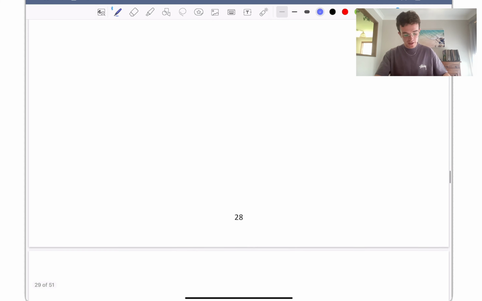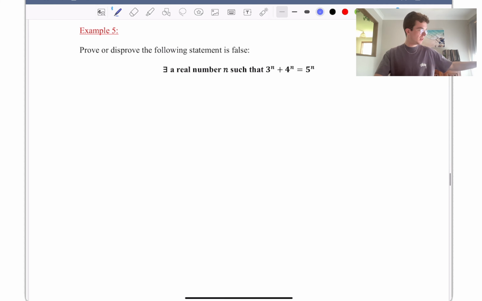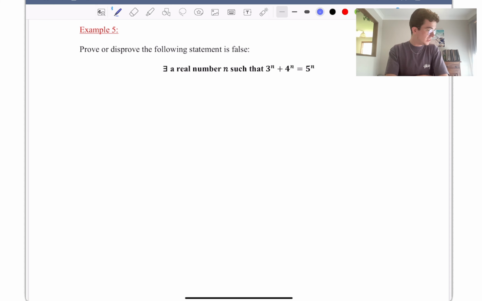And last question for this video, we're going to prove or disprove this statement here. There exists a real number n such that 3 to the power of n plus 4 to the power of n is equal to 5 to the power of n. Now I'm thinking, oh, that looks like a Pythagorean triad. And this is not a for all, this is a there exists, an existential quantifier. So I only need to show that one example is true. So let n equal 2. We know that 3 squared plus 4 squared is equal to 5 squared. That's true. Therefore, the statement is true.